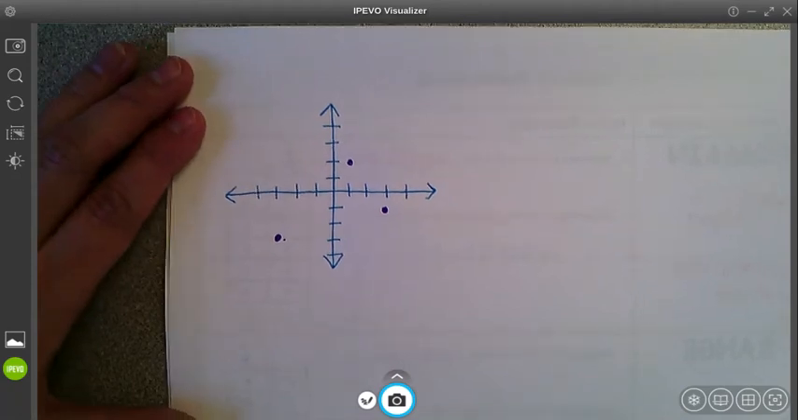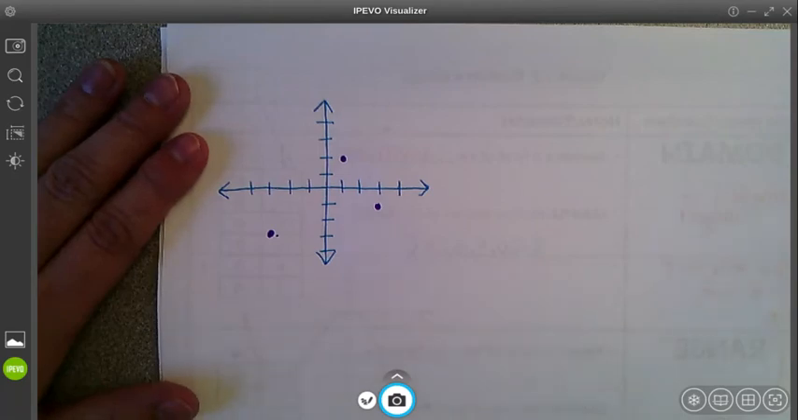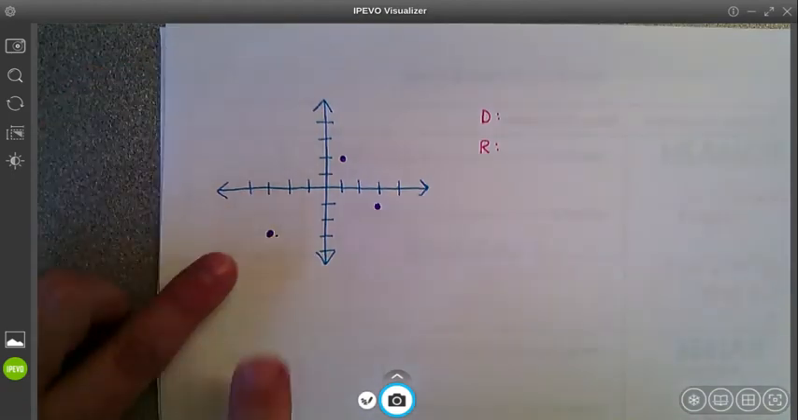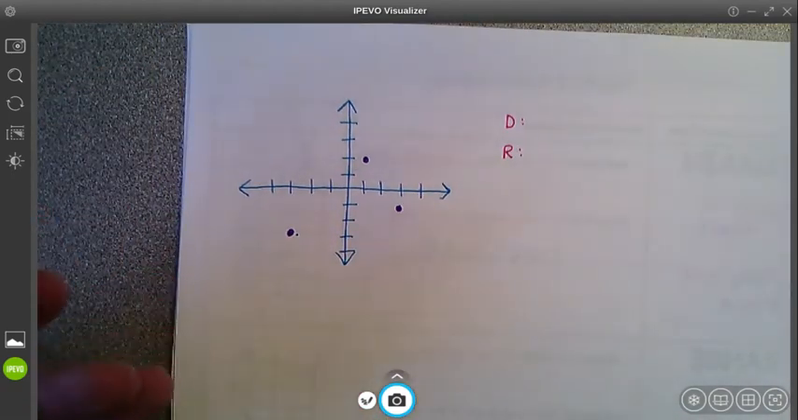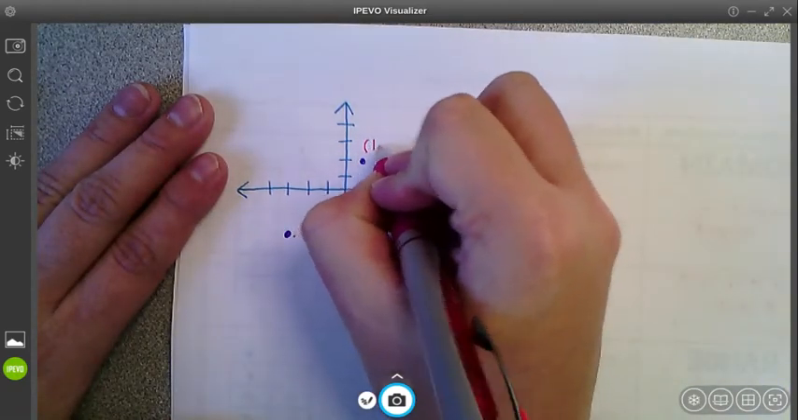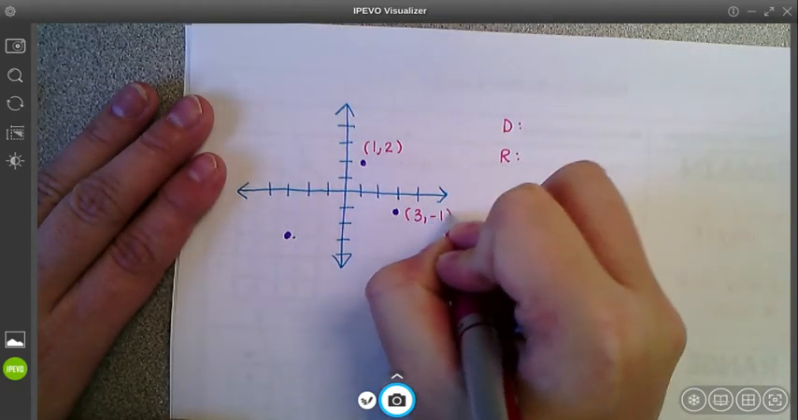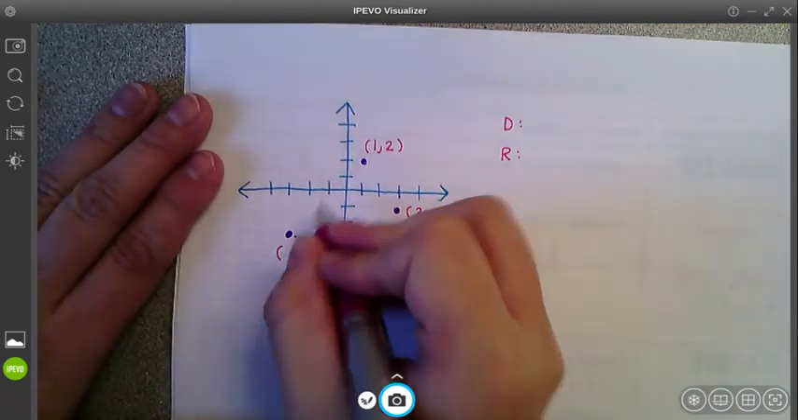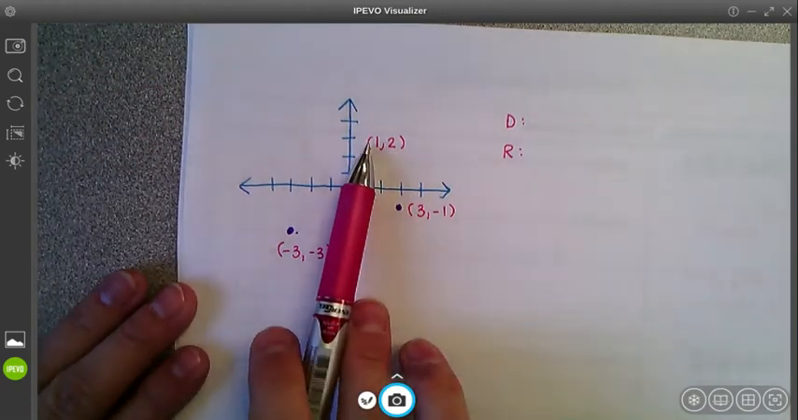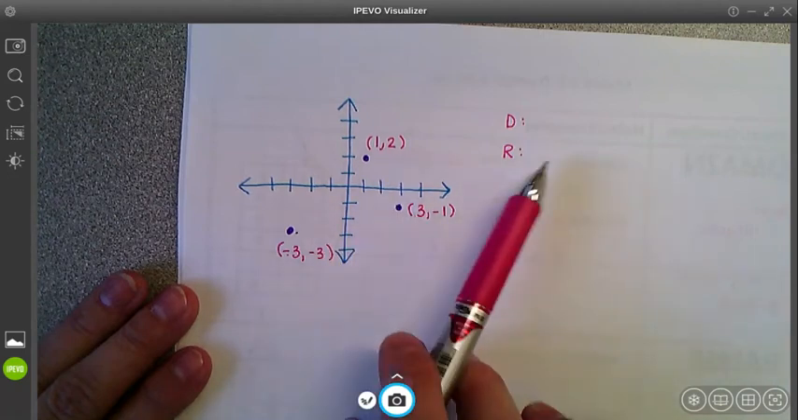Let's say that we have a graph with 3 points on there. And I ask you to find the domain and the range. What we're going to do is, first of all, you have an option. You could write out the coordinates. For example, this is the point 1, 2. This is the point 3, -1. And this is the point -3, -3. So from here, I can just write down my 3 x values for domain and the 3 y values for range.